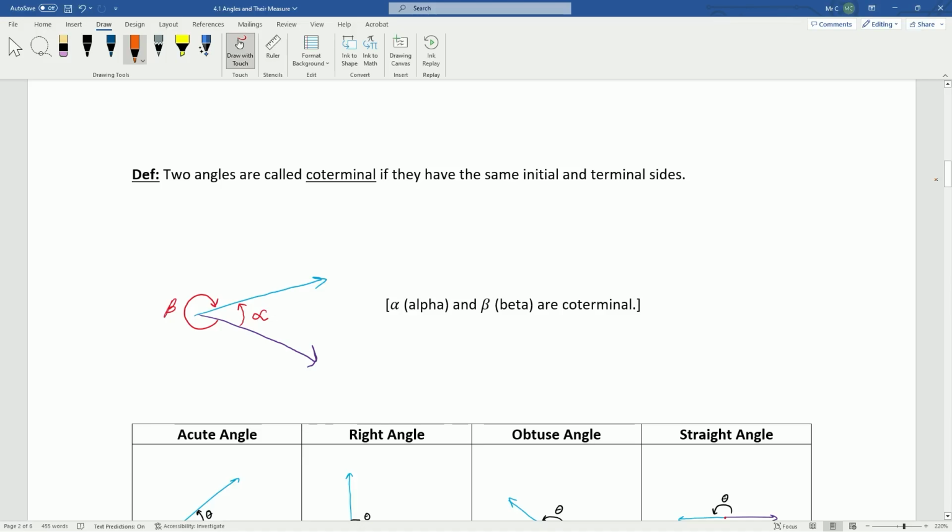Okay, so one more definition here. Two angles are called coterminal if they have the same initial and terminal sides. So, in other words, if I rotate counterclockwise from this purple to blue ray, we'll call this alpha. And if I start from this purple ray and rotate clockwise, we'll call that angle beta. They still have the same initial and terminal sides, even though the angles are different, but we call those two angles coterminal.